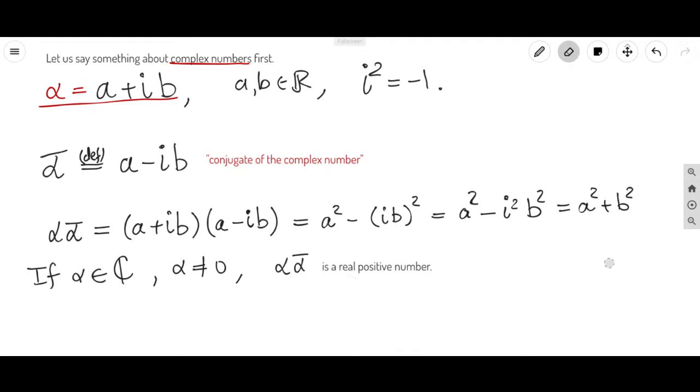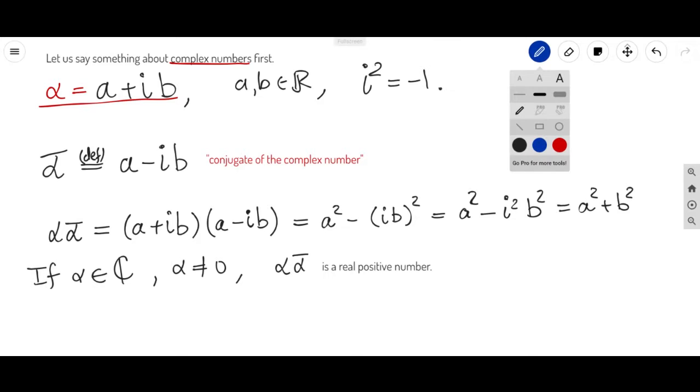And the reason why it's a real positive number is because it's the sum of two squares. It's a squared plus b squared. If you square two real numbers, they become positive unless they're 0. So if alpha is not 0, then it means the real and imaginary components are not both 0 at the same time, and so at least one of them will have to be positive. And so when you multiply a complex number by its conjugate, not only do you get a real number, you get a real positive number.